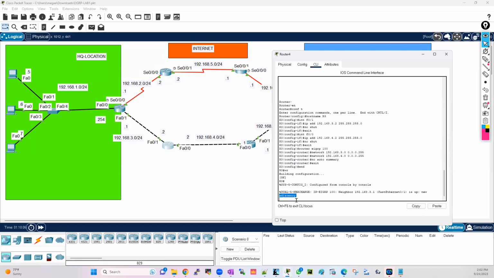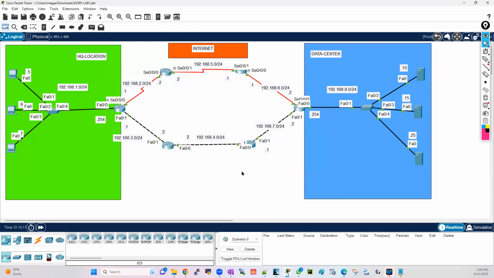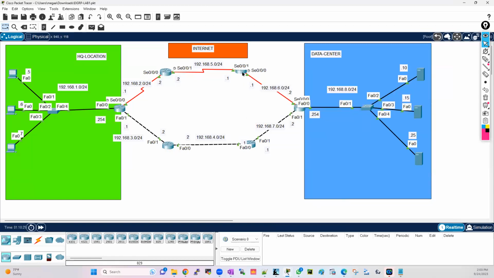So now we copy and paste this one. When we paste it, it has formed adjacency with .1, which is our router 1. This is router 3. So we're done with that. Let's move on with the other router. This is our router 3. Let's call this our router 4.